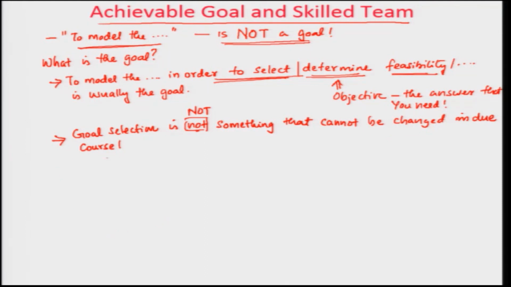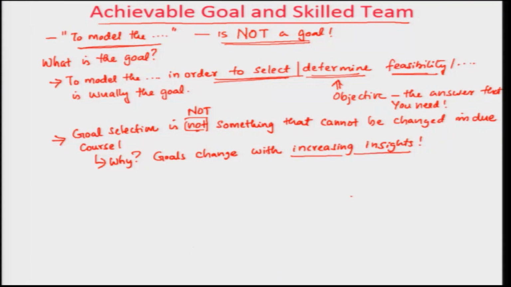Okay. Because the question is why? Because goals change with increasing insights. So, as you start doing the simulation study, as you start building the model, as you start collecting the data, as you start analyzing the data, then your insight into the system increases. The minute your insight increases, then your goals will change. So, saying that okay, I defined this goal and I am not going to change the goal is not a good way to do a simulation study.